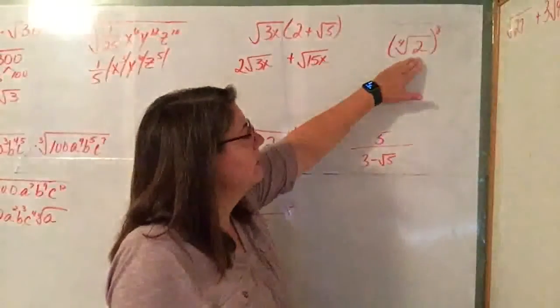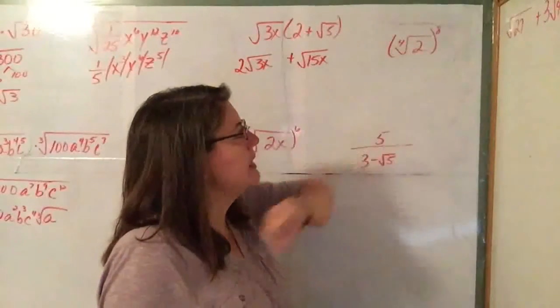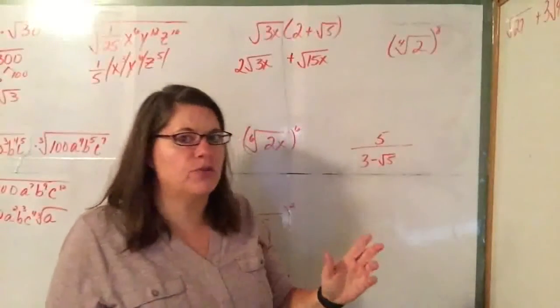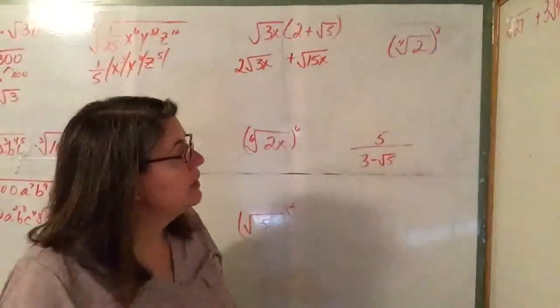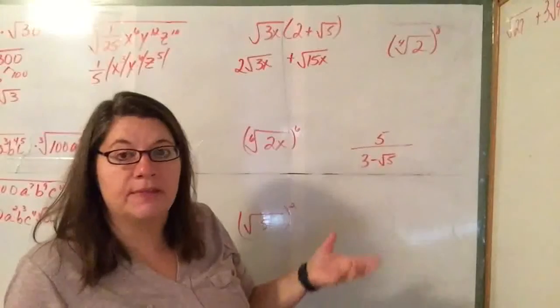For this one, the 4th root of 2 to the 8th. Now, a lot of times students get confused with that, and they think, well, the only thing I can do is write that thing down 8 times and then combine them all.